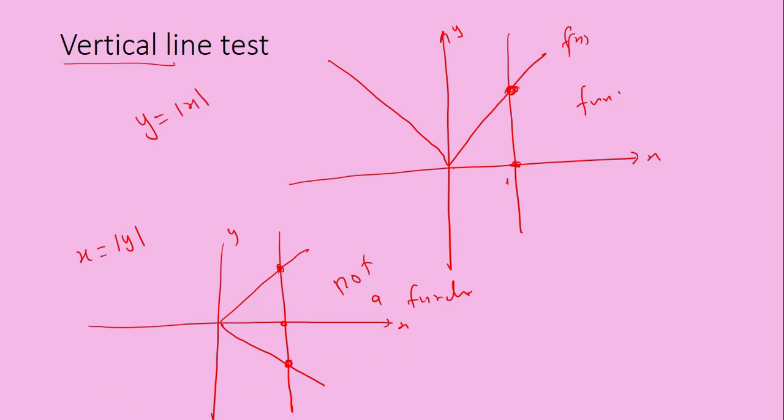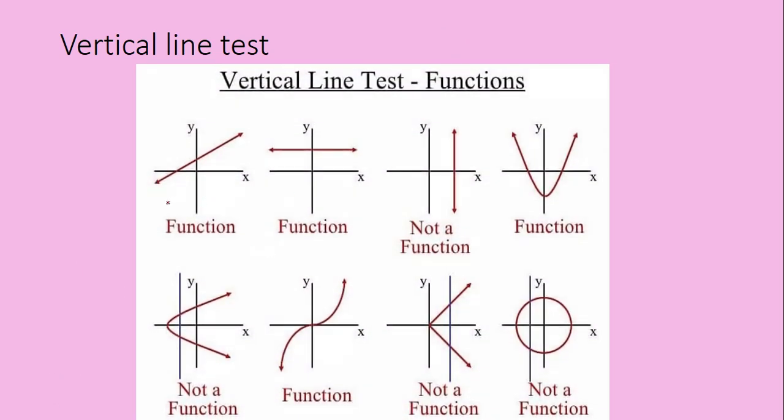I will give you some examples here. You see, this is a straight line, a function. When you draw a vertical line, it intersects only at one point. This line, the line which is parallel to the y-axis, when you draw a vertical line, for one x value there are infinitely many y values. Y is 1 here, y is 2 here, y is 3 here, y is -1, y is -2. So infinitely many y values for one x value. This is not a function.